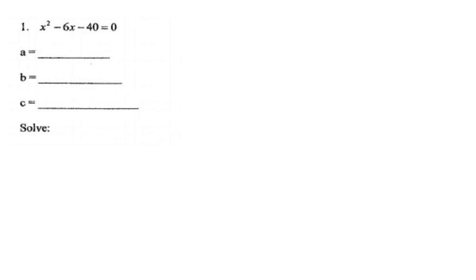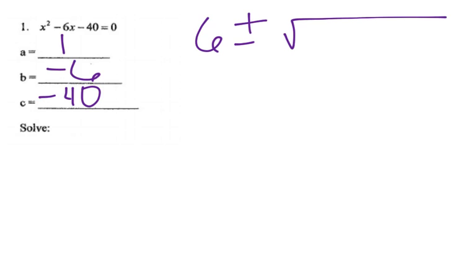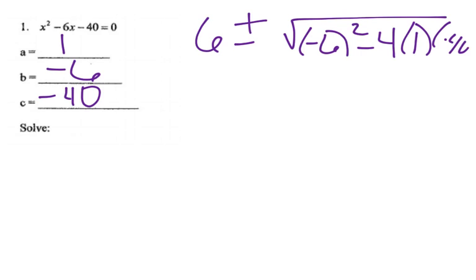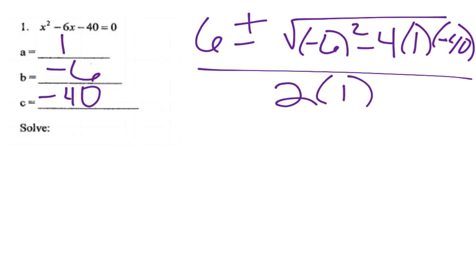Okay, so everything's on the same side. A is 1 because there's no number in front of x squared. B is negative 6 and C is negative 40. So to put this in your formula, you go to B and use the opposite sign. So positive 6 plus or minus the square root of negative 6 squared. Make sure the negative 6 is in parentheses. Minus 4, it's always a 4 right there, times A is 1, times C is negative 40. All over 2 times A, which is 1.